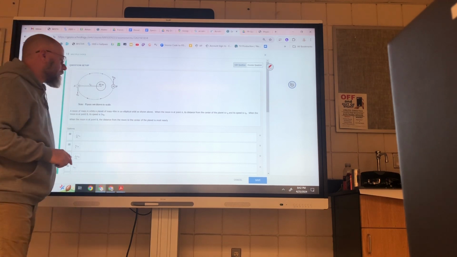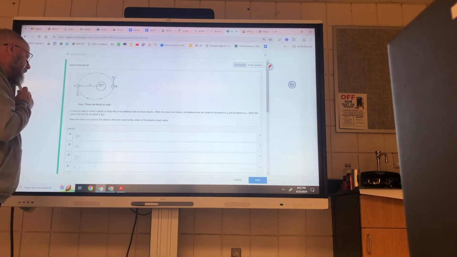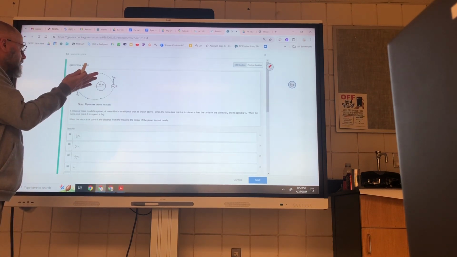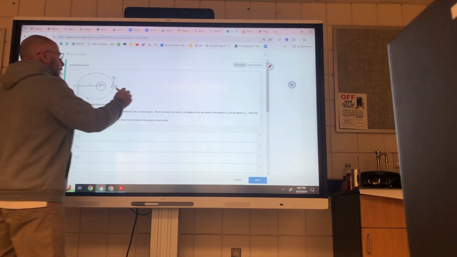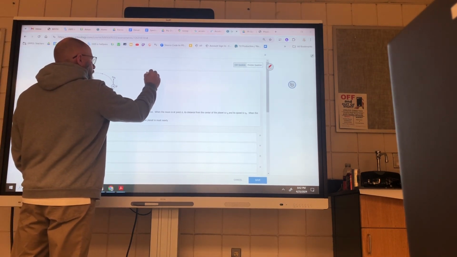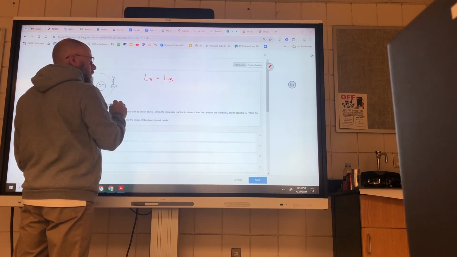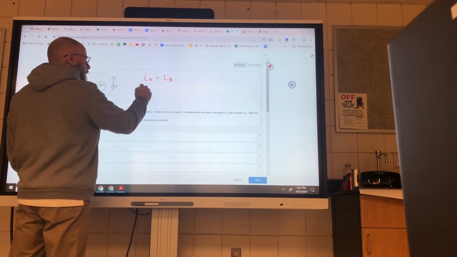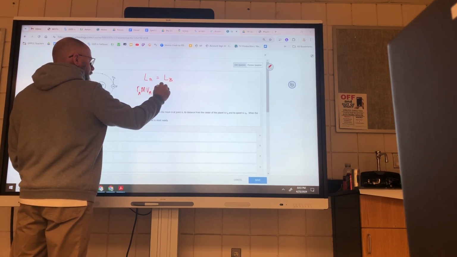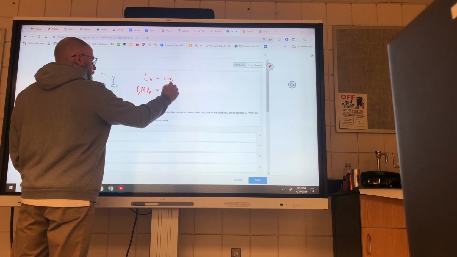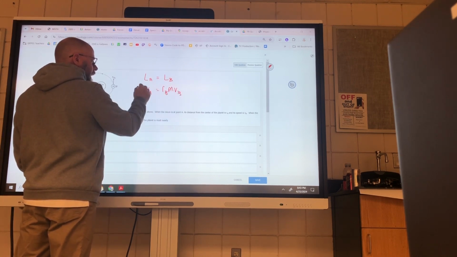I heard that too. This one says, when the moon is at point B, the distance from the moon to the center of the planet is most nearly. Oh, yeah. So, when you have L_1 has to equal L_2, well, in this case it's A and B, right? So you have R_A M V_A is equal to R_B M V_B. Okay.